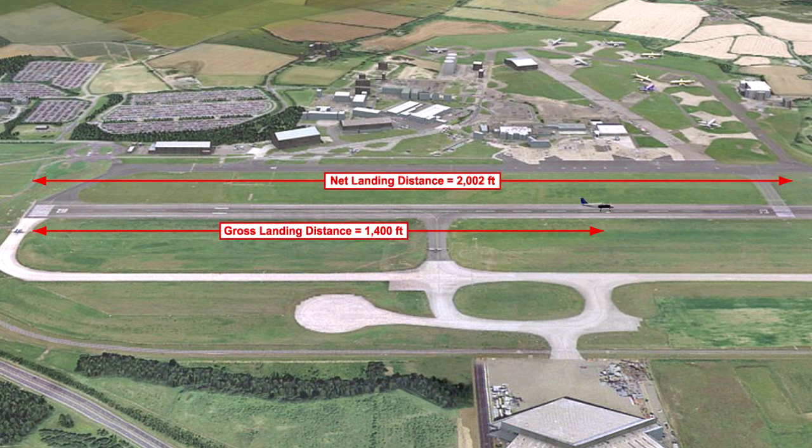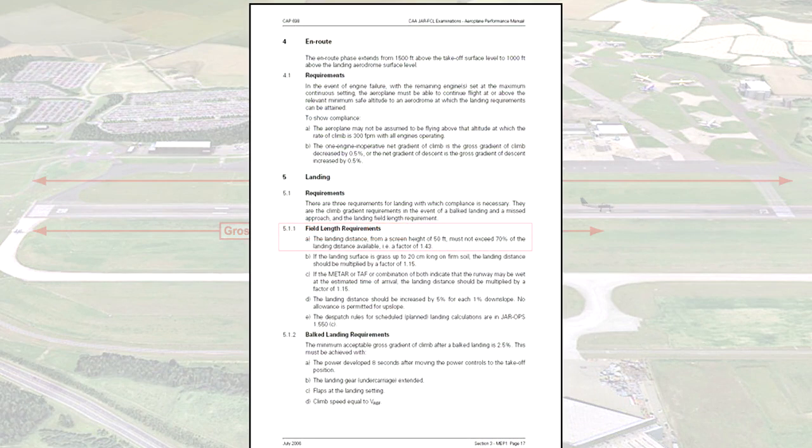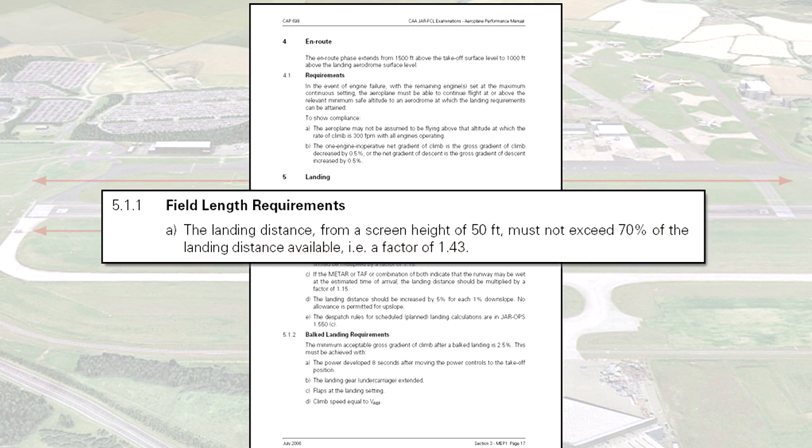The 70% landing regulation helps us to see the difference between net and gross performance. Here the gross performance is 1,400 feet, but the net performance, which is always worse than the gross performance and is the 1 in a million worst-case scenario, is 2,002 feet. The landing regulation we have just been discussing can be found in CAP 698, midway down page 17 of Section 3.